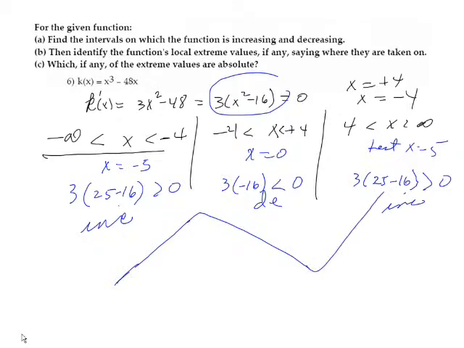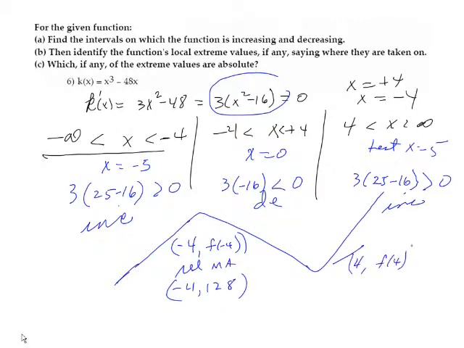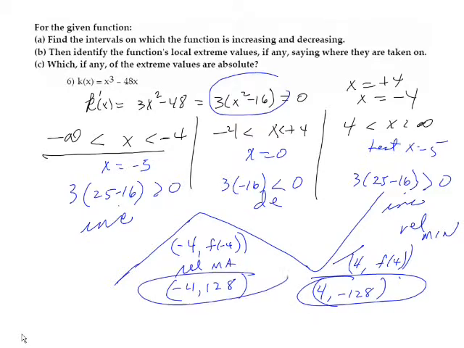And so the point minus 4 and f of minus 4 is a relative max. That would be minus 4 and 128 if you plug in the minus 4. And then the point 4 and f of 4 would be a relative min, and that would be 4 and minus 128. So these are the answers.